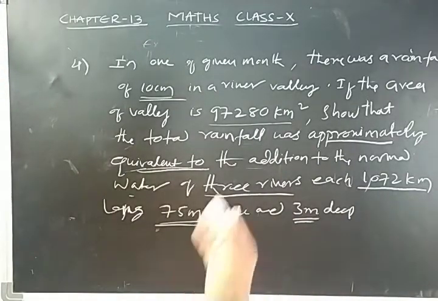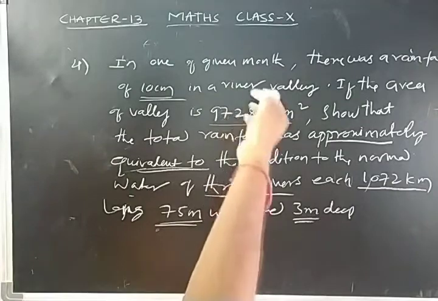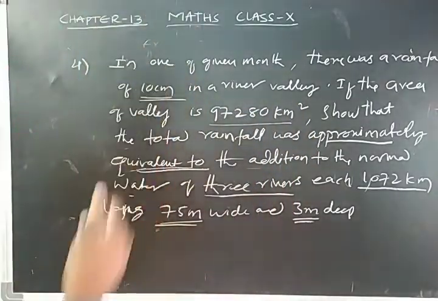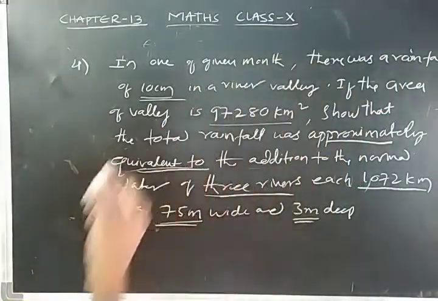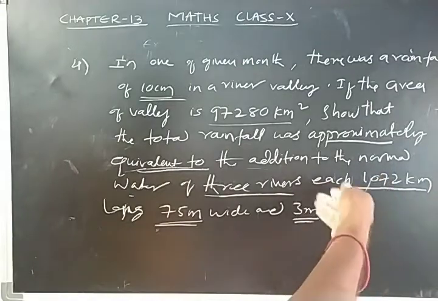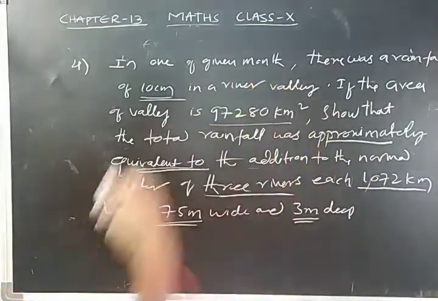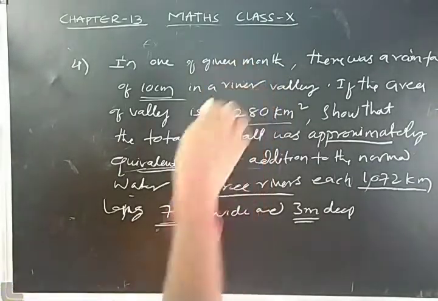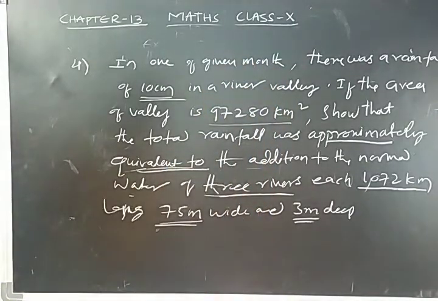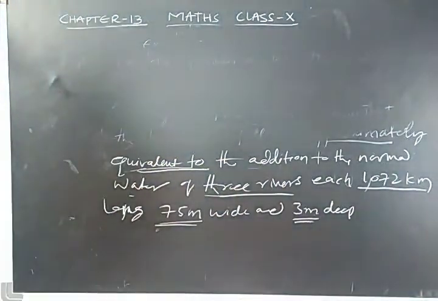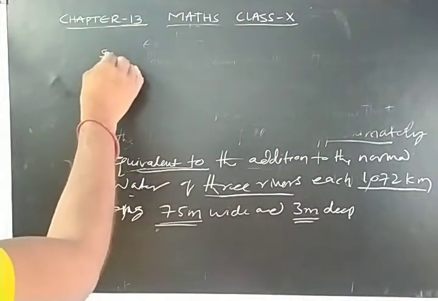So we have to show that the rainfall in the valley, which has the area 97,280, with rainfall of 10 centimeters, is equal to the sum of the volumes of these 3 rivers. The rainfall in this valley should be approximately equal. To show this, I will write the given information according to the question and solve this.